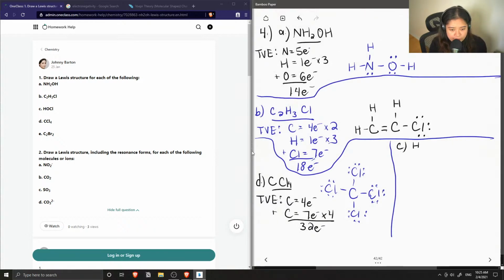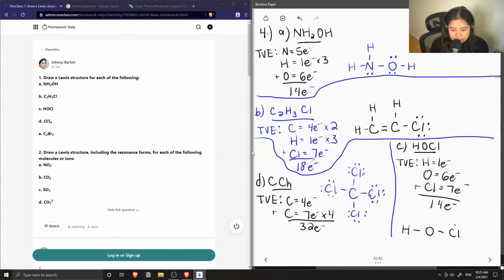Which was HOCl. Hydrogen has 1 valence electron, oxygen has 6, and chlorine has 7, giving us a total of 14 valence electrons. So I think the simplest structure is just our oxygen in the middle, bonded with both hydrogen and chlorine. And if we counted out the electrons we've drawn so far in this structure, we only have 10 out of the 14, so the remaining 2 electrons will just go on our oxygen.